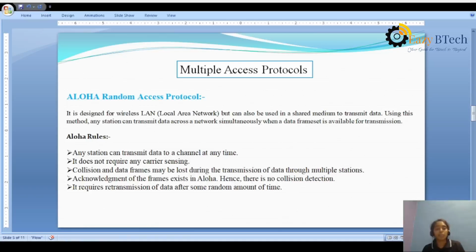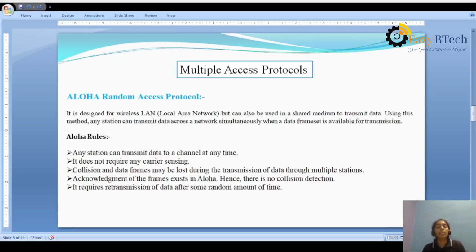Using this method, any station can transmit data across the network simultaneously when a data frame is available for transmission. This means two or more stations that want to communicate data with other stations can transmit their data frames at the same time. But we have to follow the rules.